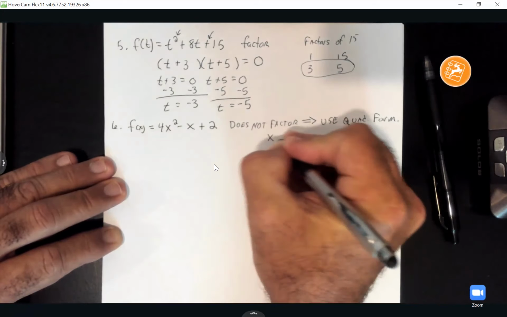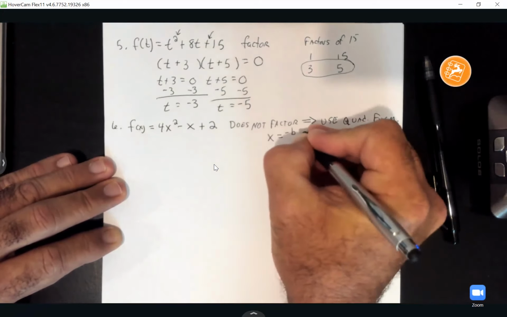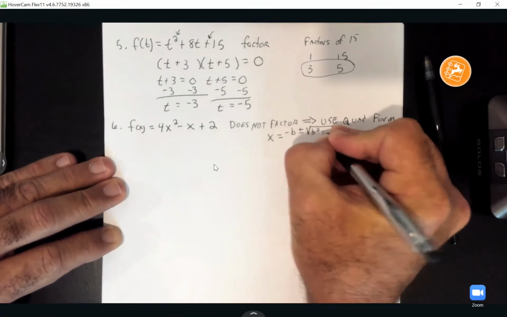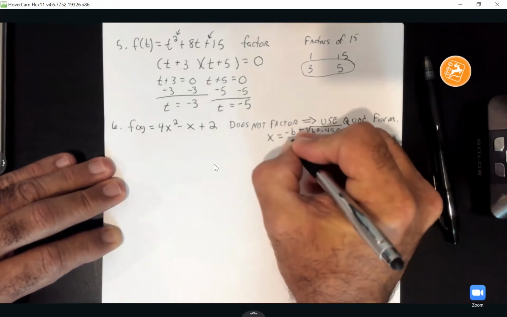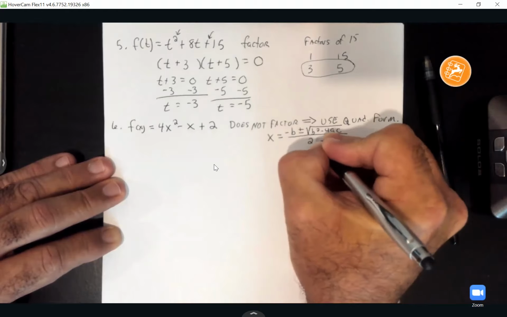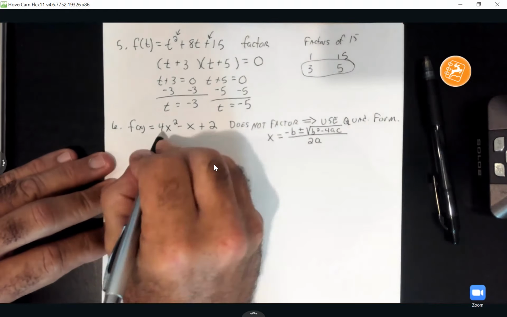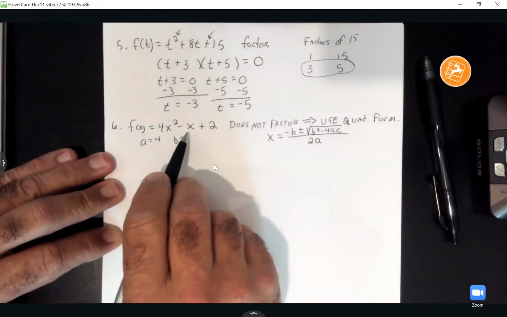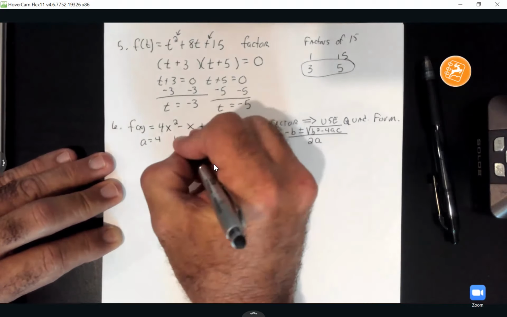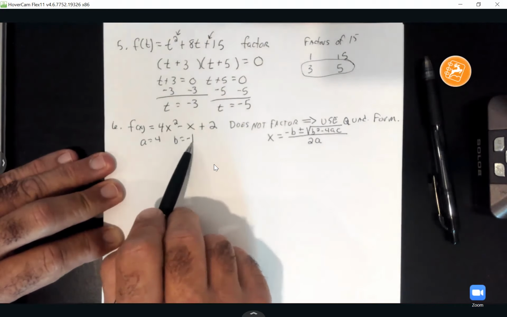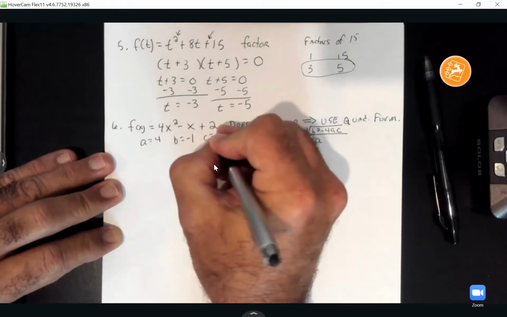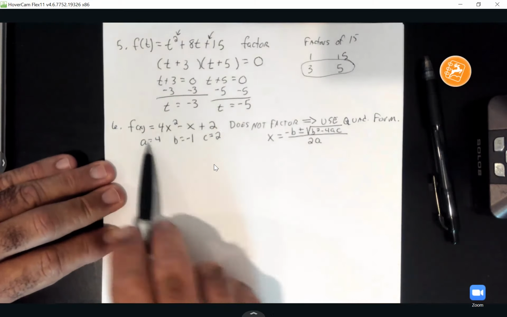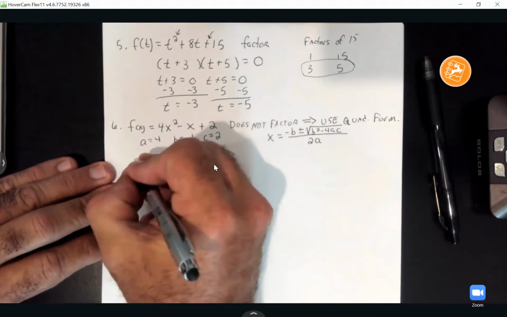Quadratic formula says x equals negative b plus or minus the square root of b squared minus 4ac, all over 2 times a. So for us, a is 4. B is a -1. Remember, if there's not a number in front of that variable, it is definitely a 1. And then C will be a +2. So I'm going to plug all my letters into my formula and see what we get.